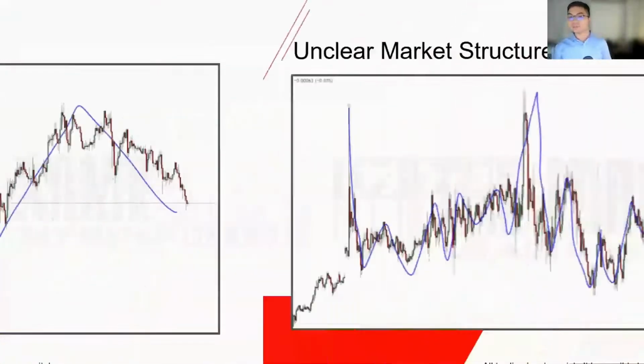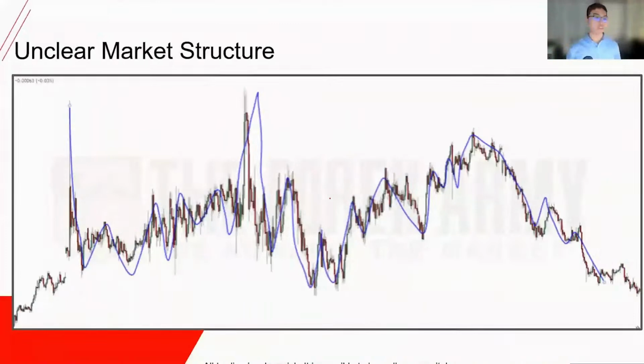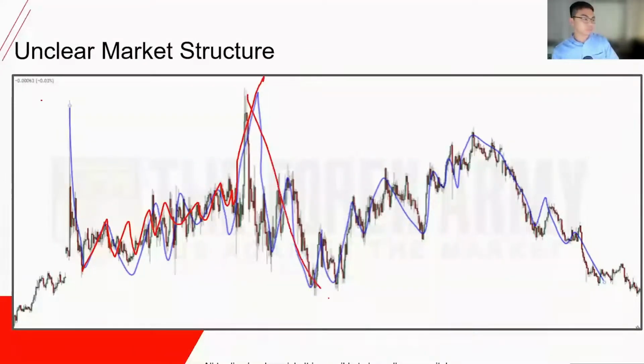This is a very, very unclear market structure that we do not like at all. Okay, so you see, price, there are no significant swings at all. Price is very, very choppy and it suddenly moves up. Even on the downward move, it deviates.